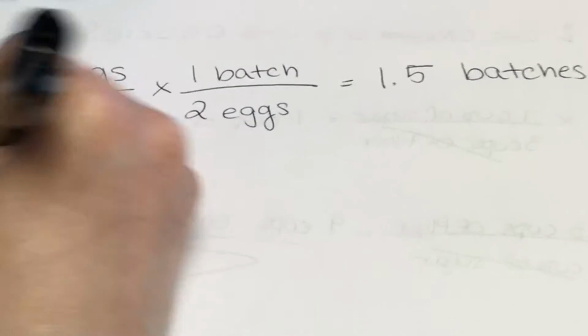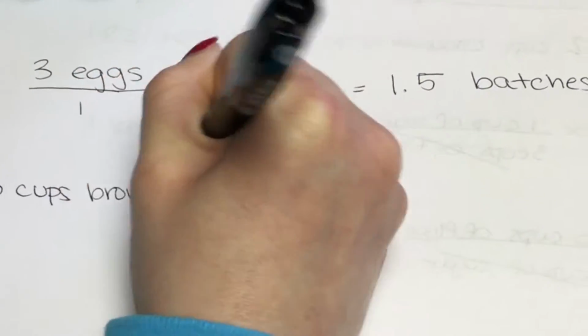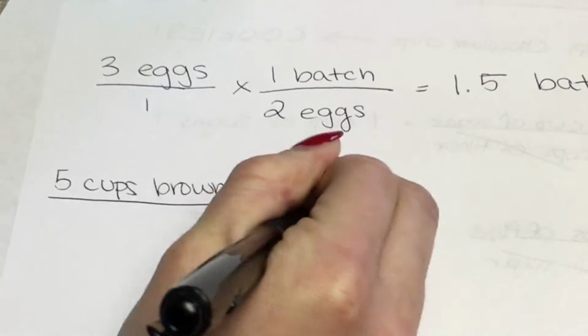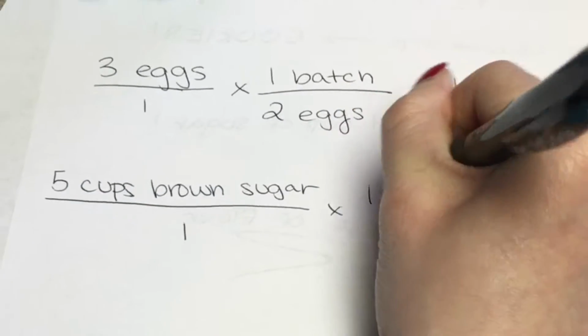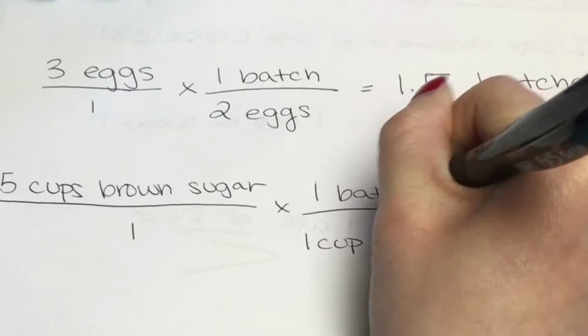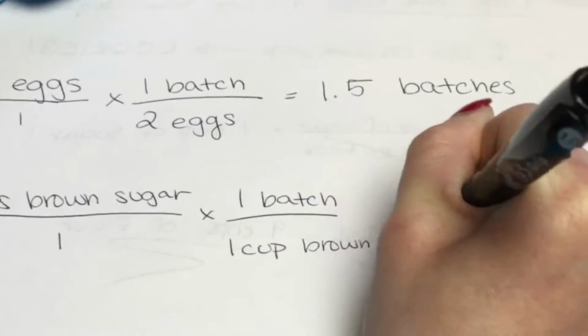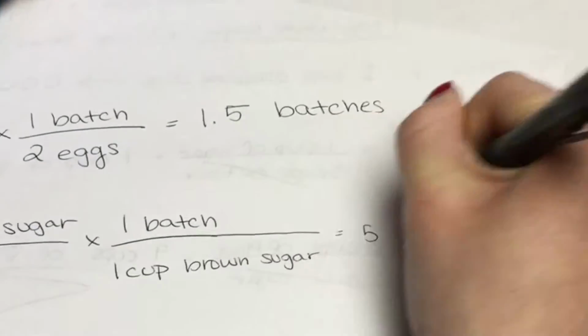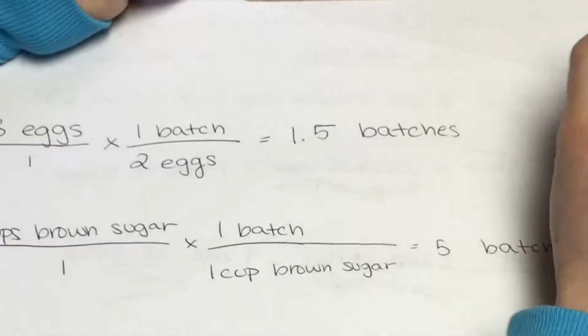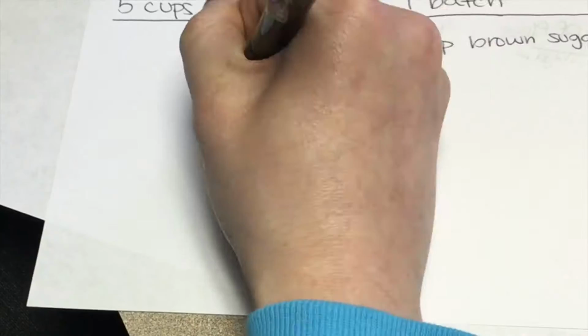We also have 5 cups of brown sugar. Again, this part goes on top of the equation. Write how many cups are needed for 1 batch. As you can see, 1 cup of brown sugar is needed for 1 batch of cookies. 5 cups divided by 1 cup is 5. Therefore, we can make 5 batches of cookies.